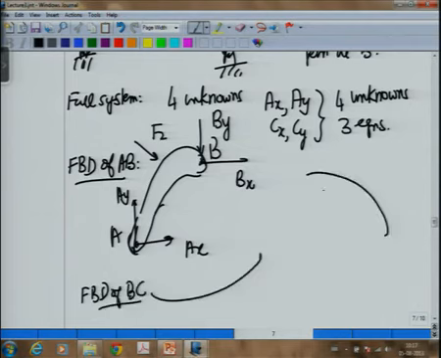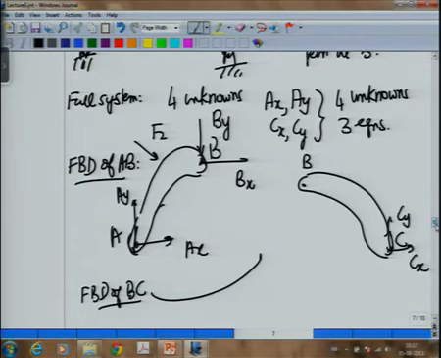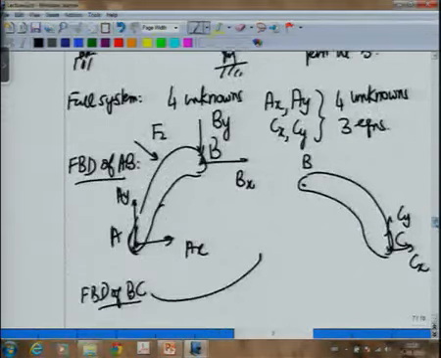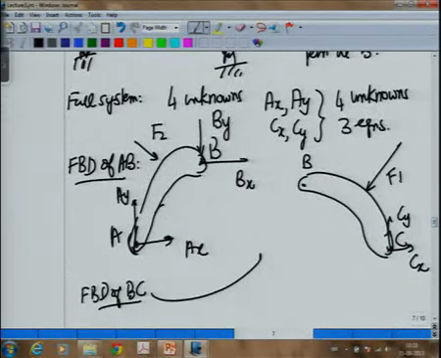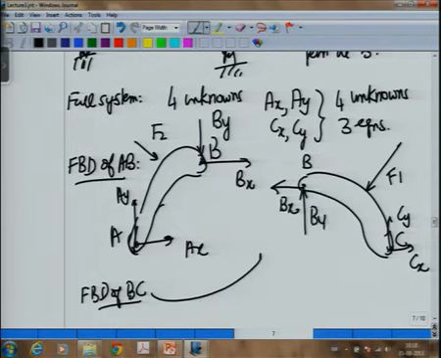Let us draw it here. I have Cx, I have Cy, I have a force F1. Now, what happens at point B? I will have Bx scalar in the opposite direction and By scalar again pointing upwards, which are equal and opposite. So, I just call them the same thing, Bx and By.